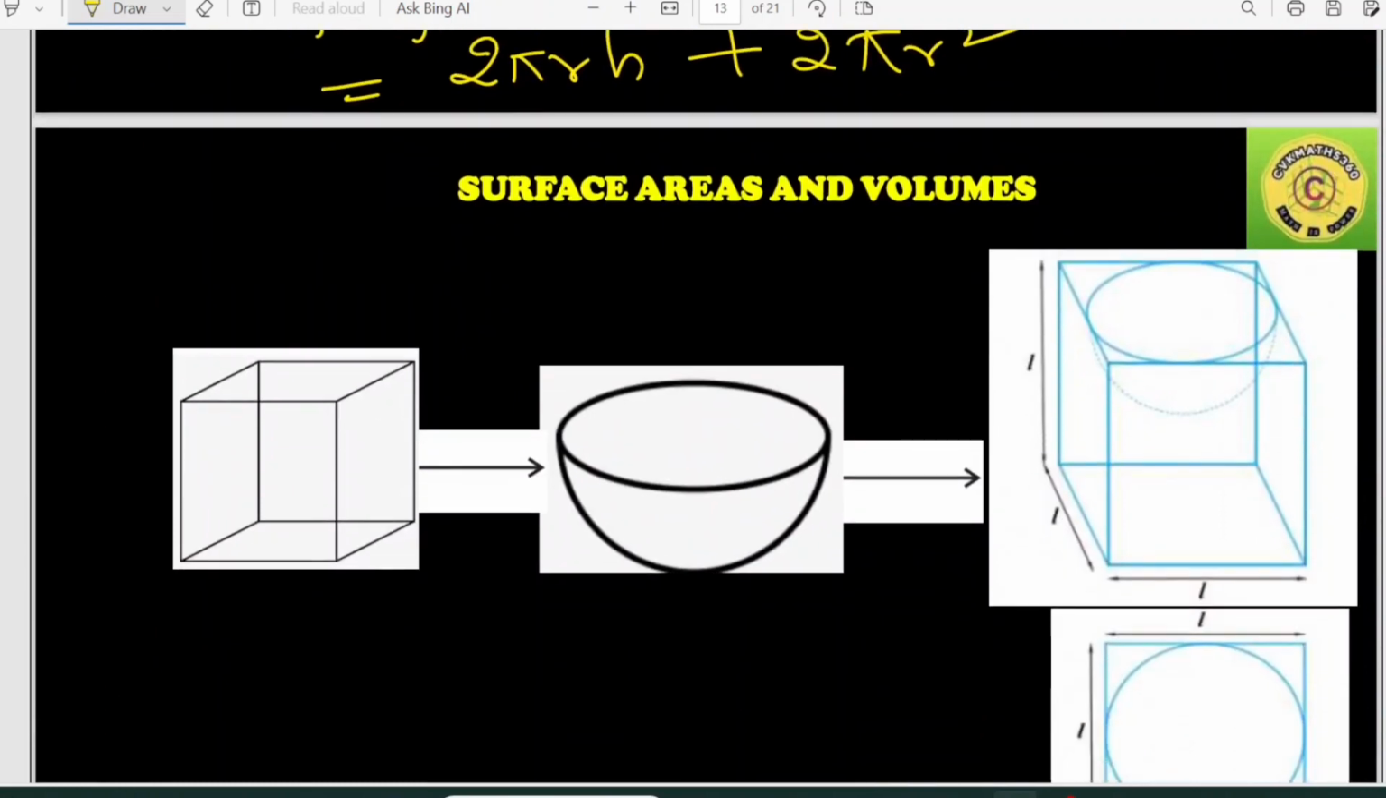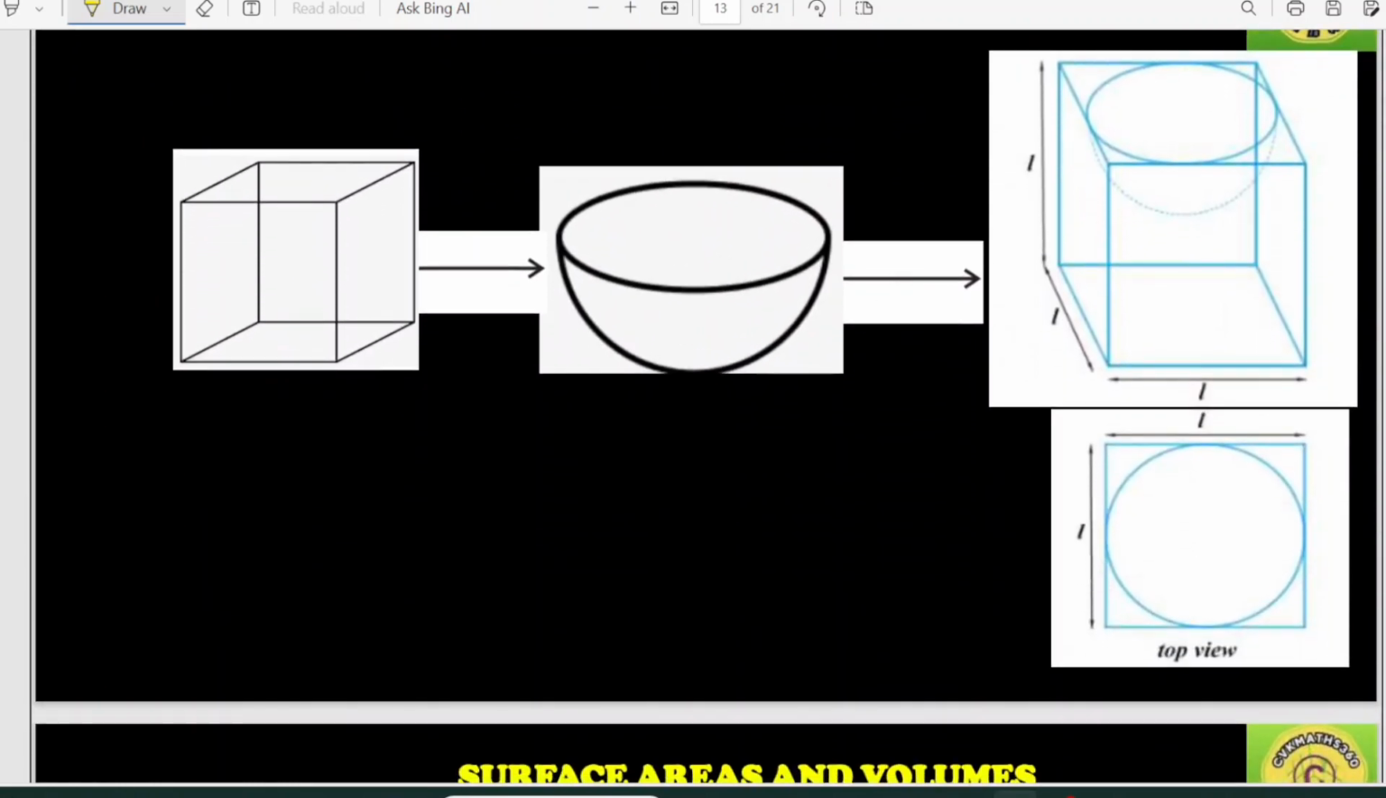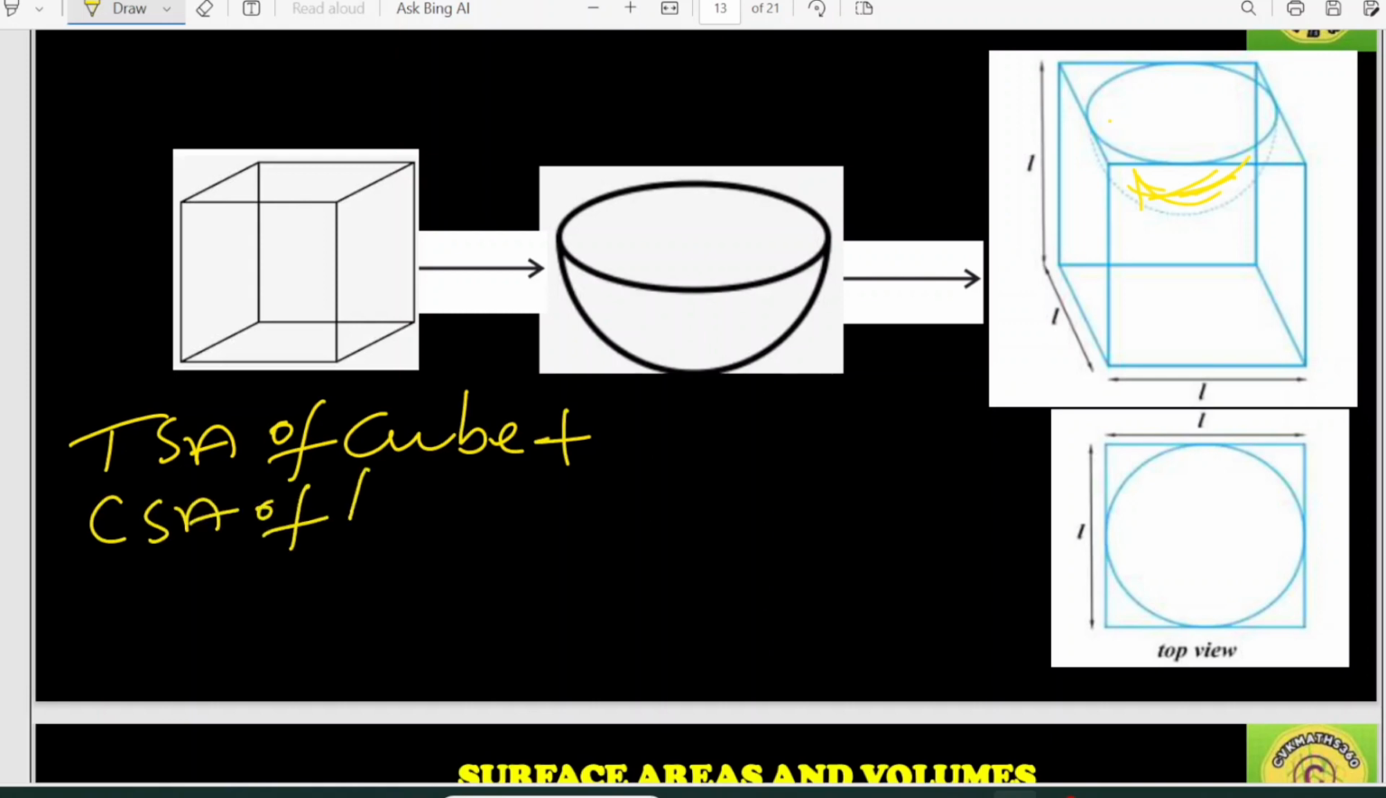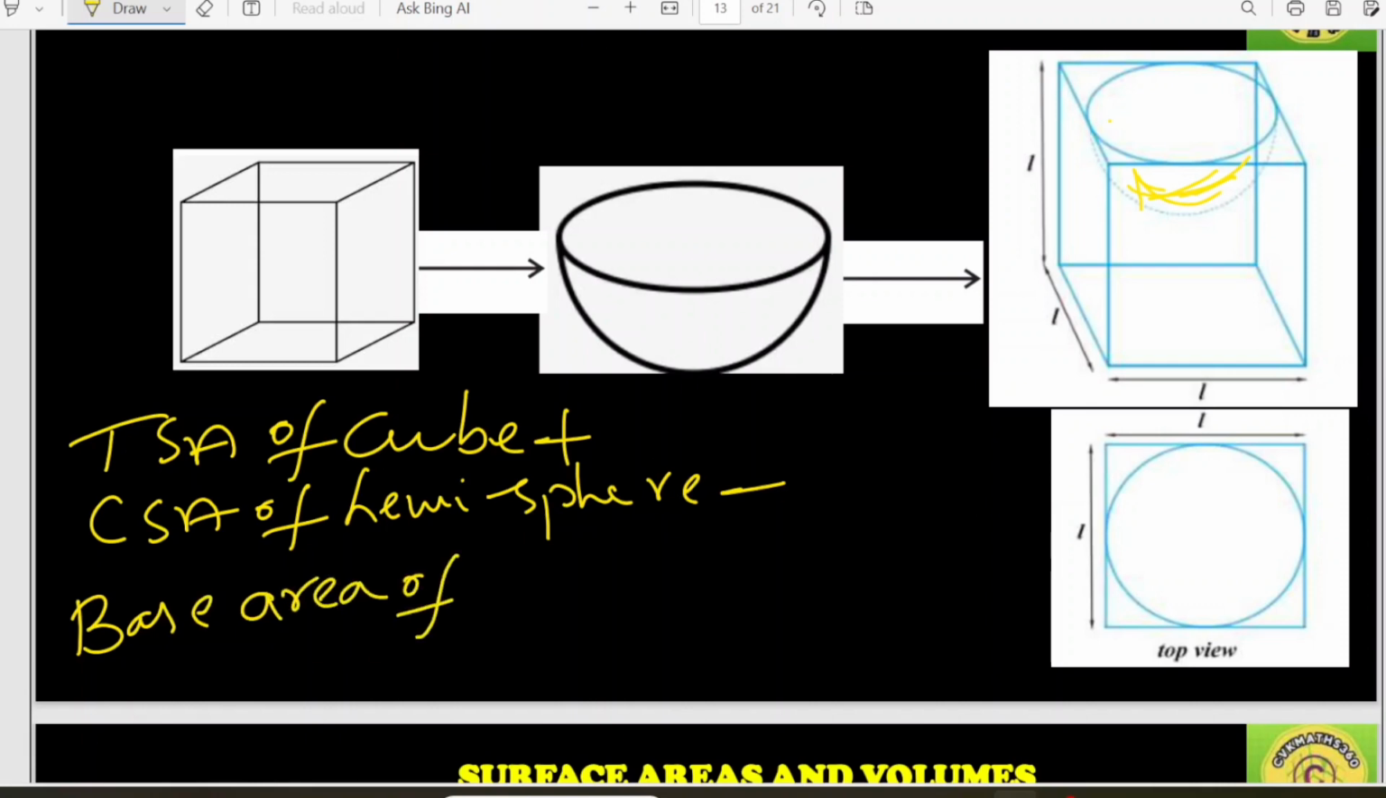Almost all models we covered in this video. So here also the same procedure. If it is a depression, then this curved area we need to add. The same thing: TSA of cube plus CSA of hemisphere minus the base area of the hemisphere. We will get the resultant solid area.